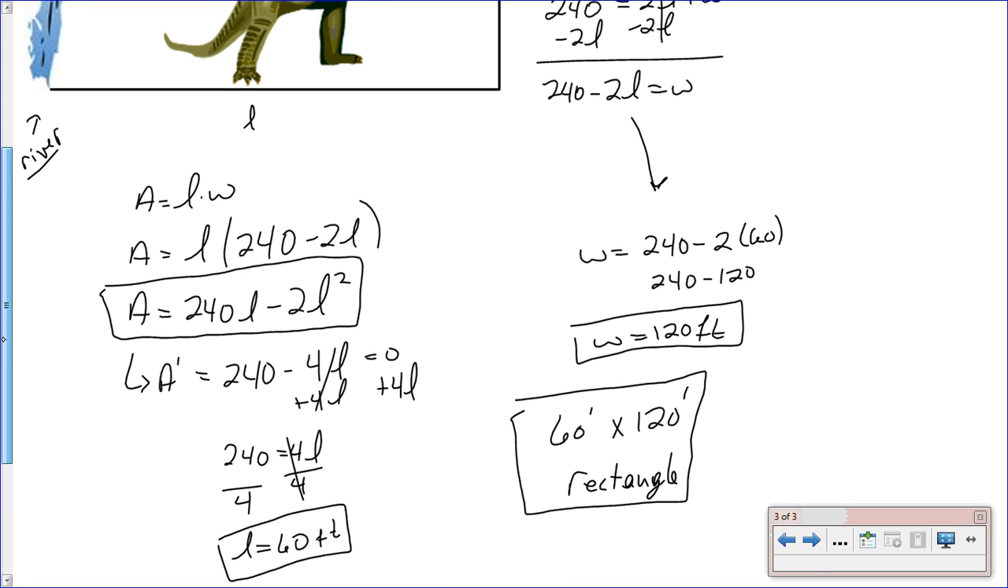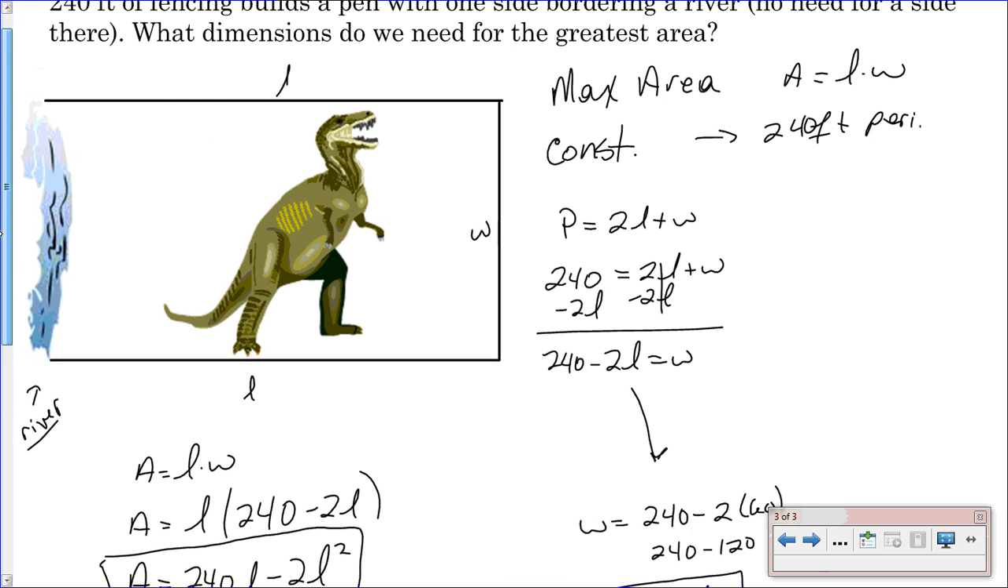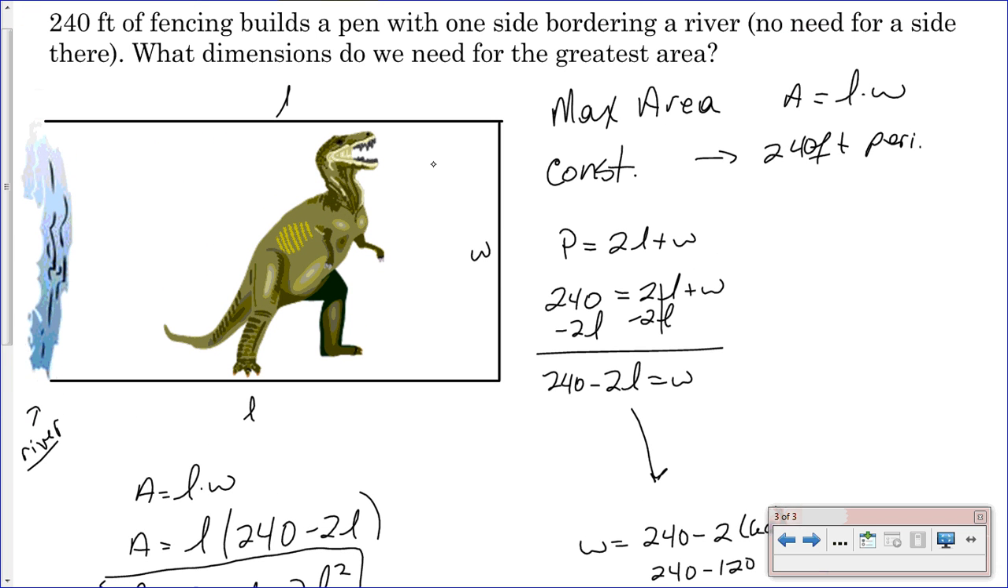Now, quick review. Again, we're using the same 240 feet of fencing, but now we're going to let it border a river. So we're going to assume our T-Rex can't swim, or the river is deeper than our T-Rex, because normally T-Rex could just walk through the river and be out of his pen and be happy and free. So we're going to assume that he can't do that. All right. So same thing.